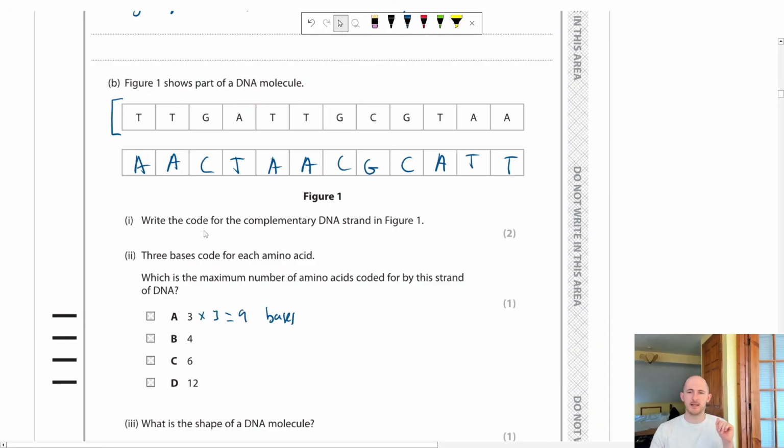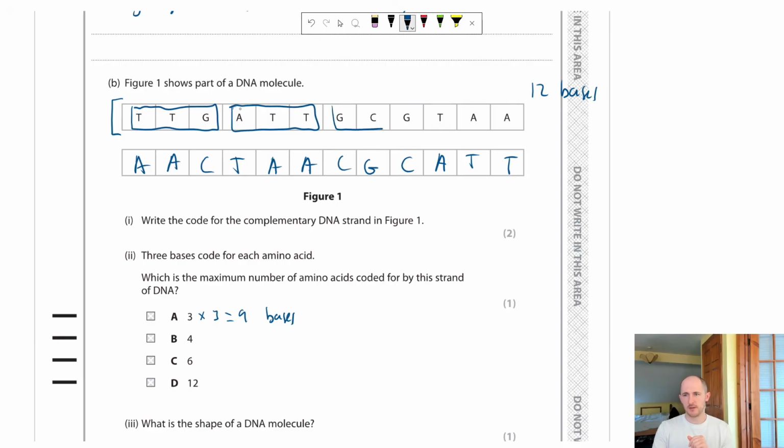Now, how many bases do I have here? Well, I have 1, 2, 3, 4, 5, 6, 7, 8, 9, 10, 11, 12. So I'm looking for whatever one gives me 12 bases. But there's actually, in my opinion, a slightly easier way to do it. What I could do is just break these off into amino acids. 1, 2, 3, 4. So I know the answer must be 4.